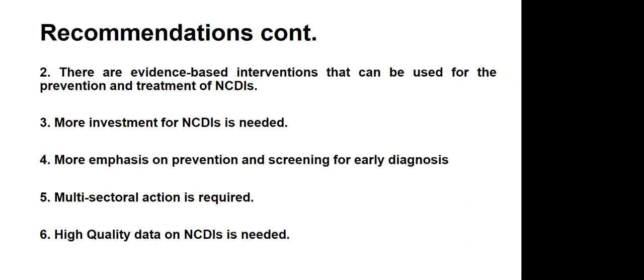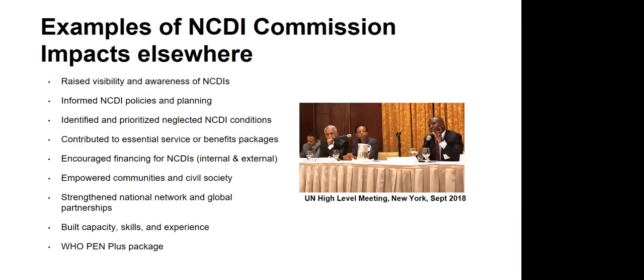And here we are looking at things like strengthening community participation, capacity development, and equipping facilities. We definitely need multi-sectoral action at all levels: government, non-state agencies, private sector, and so forth. And we also need high quality data on NCDIs, because high quality data helps to inform our decisions that will help in the prevention and control efforts.